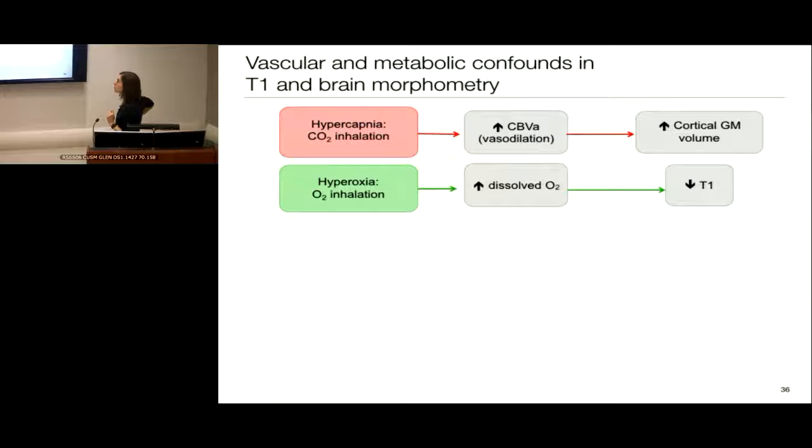The second breathing challenge was one of hyperoxia. It's less of a challenge. You're breathing basically a higher concentration of O2, and this would lead to a higher concentration of dissolved O2 in the tissue, which is a paramagnetic agent, and therefore it would decrease your T1.